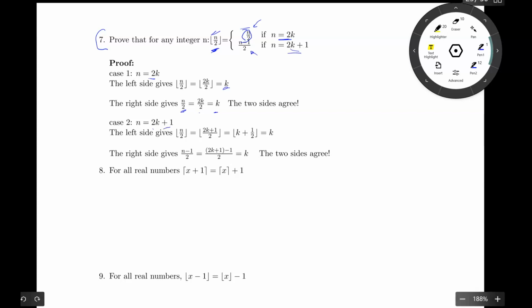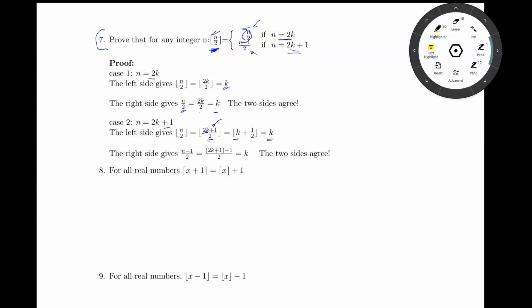Now let's do the case for n equals 2k plus 1. So for n equal 2k plus 1, the left-hand side, which is this, substitute in the 2k plus 1. Then break this up around the addition in the numerator, right? 2k over 2, which is k, plus the 1/2. So what's the floor of k plus 1/2? It's going to be the integer that's smaller than or equal to it, so that's going to be k.